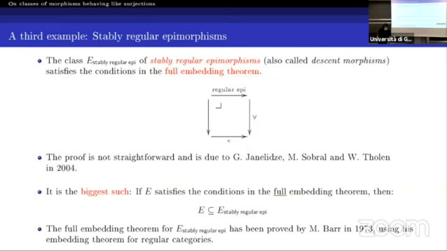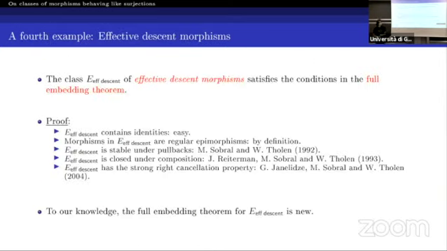And as a last general example, we have the effective descent morphisms. I'm not going to recall what these are, but they satisfy the condition for the full embedding theorem. And this is not easy at all. So the fact that it contains identities and that each effective descent morphism is a regular AP, that's easy.